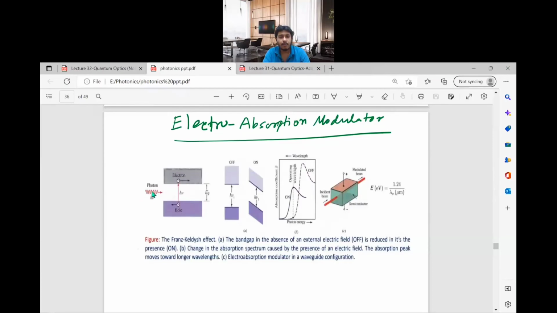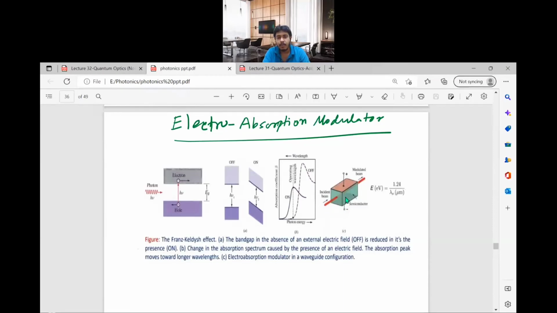So the light will be absorbed if its energy matches the band gap. Initially, when the electric field is off, the light will be transmitted, not absorbed. So you get the transmission peak. Now if you apply an electric field, it will narrow the band gap. So now the band gap is equal to the incident photon energy, and the photon is absorbed. So you will not get any transmitted light. In this way you can modulate the light.